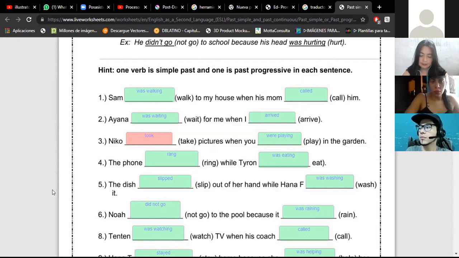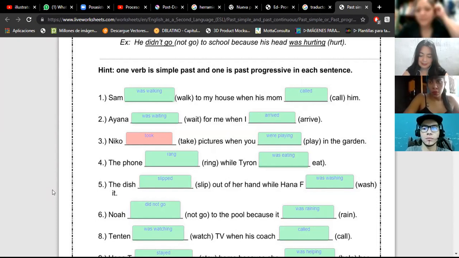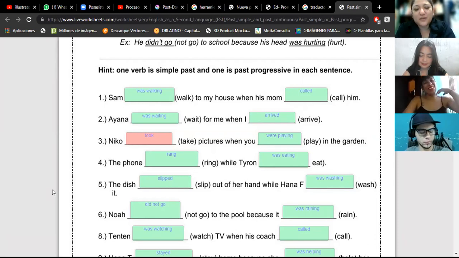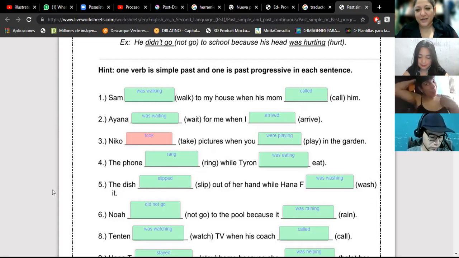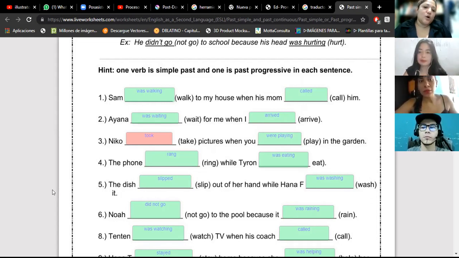I want to turn on my camera, even though my look is not the best, but I want to turn on my camera. All right, very good. I continue kind of better. So I think I can. Okay, so Nico was taking pictures when you were playing in the garden.